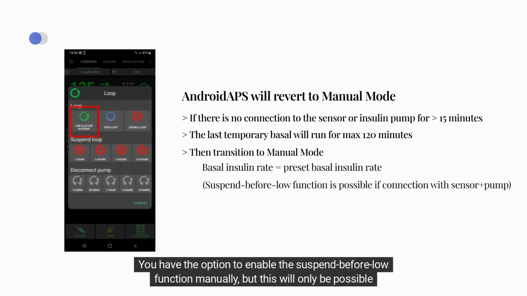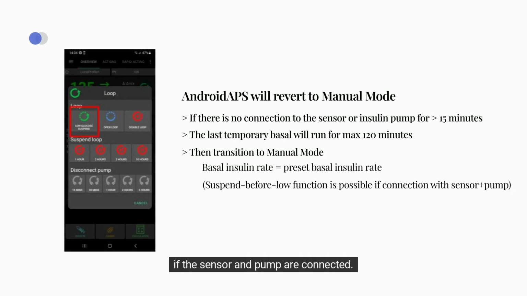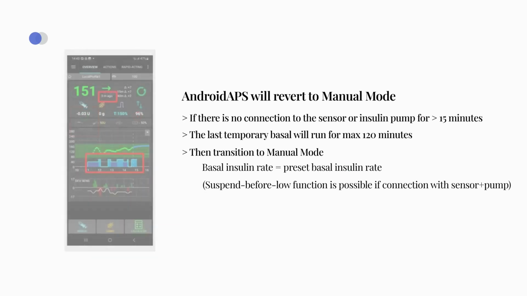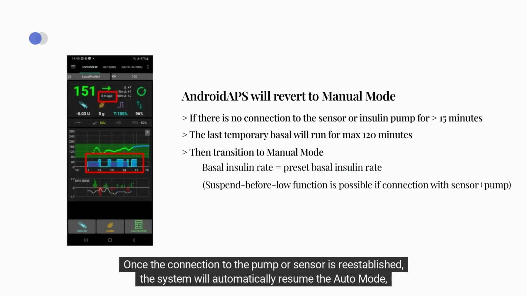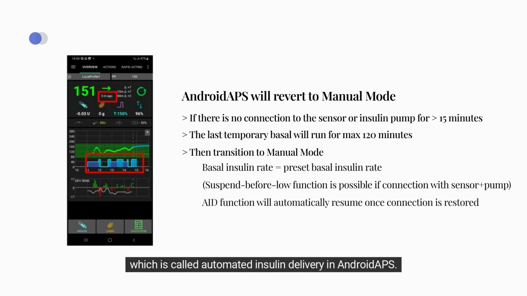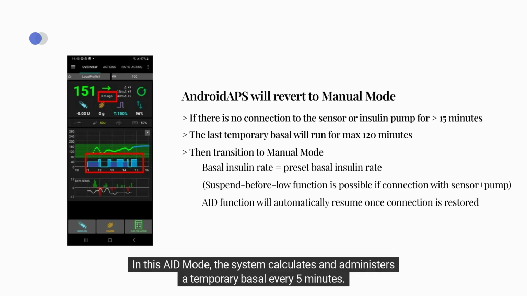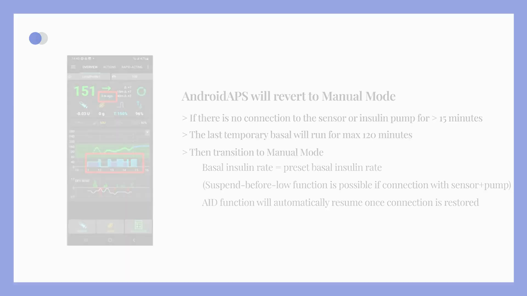You have the option to enable the suspend before low function manually, but this will only be possible if the sensor and pump are connected. Once the connection to the pump or sensor is reestablished, the system will automatically resume the auto mode, which is called automated insulin delivery in AndroidAPS. In this AID mode, the system calculates and administers a temporary basal every 5 minutes.